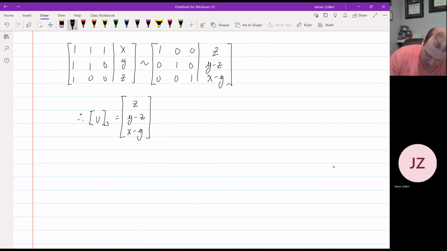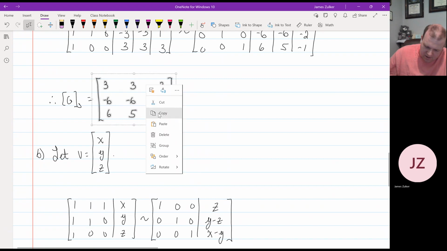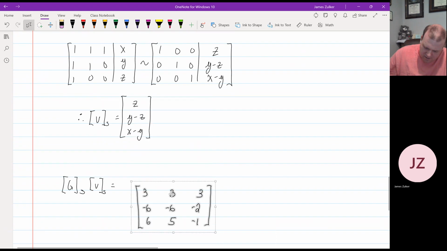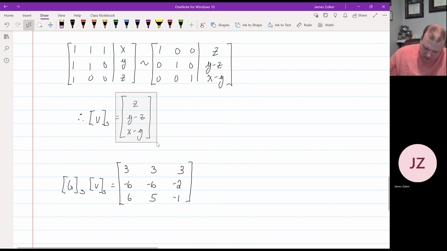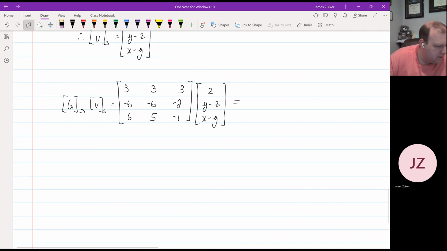So now let's go ahead and multiply our matrix times that coordinate vector. And again, I'm going to use the power of technology so I don't have to rewrite it. All right, the product is 3x, negative 2x minus 4y, negative x plus 6y plus z.